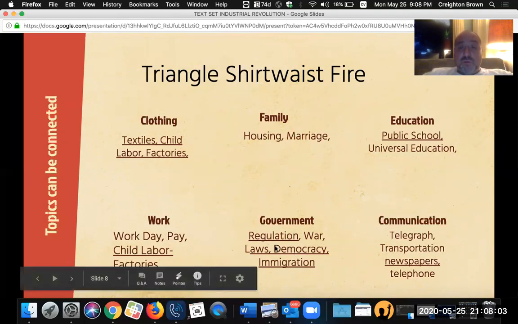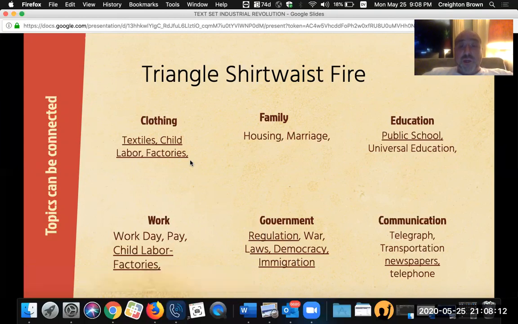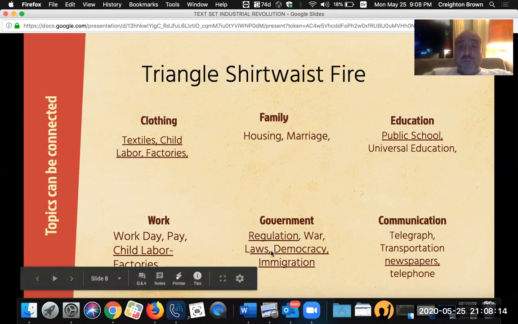And we're a democracy, so when people get really riled up, they're able to affect or make things change. And also immigration. Many of the people who died in that fire were immigrants. There's elements of newspapers and communication. So there are all these subjects sort of pushed together, right?